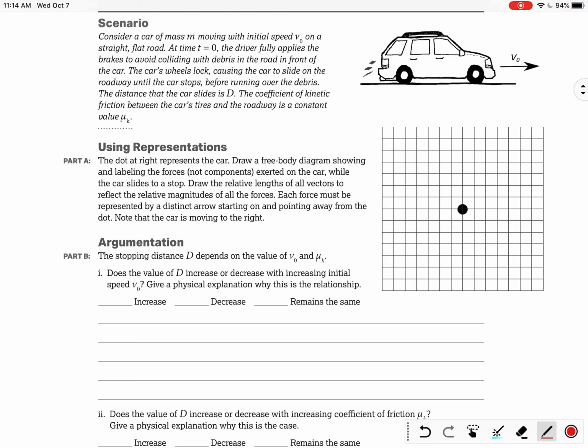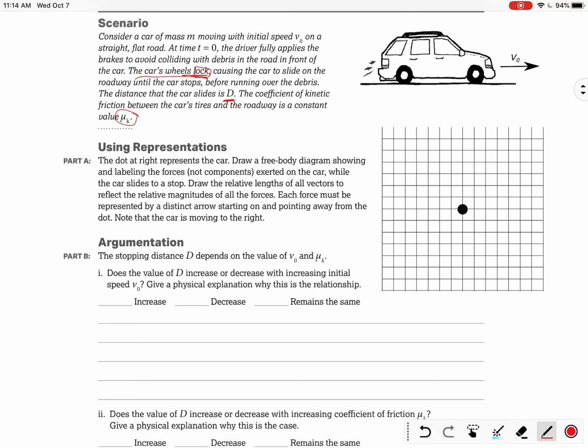All right, so a car is moving with mass m. It's got an initial velocity of v0. And at some time, the driver fully applies the brakes. The car's wheels lock, so we're in a skidding scenario. And the car slides a distance capital D, and the coefficient of friction between the tires and the roadway is mu sub k. So this is a kinetic friction example because we have a skidding tire on pavement.